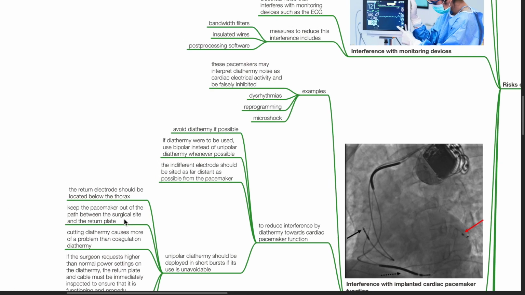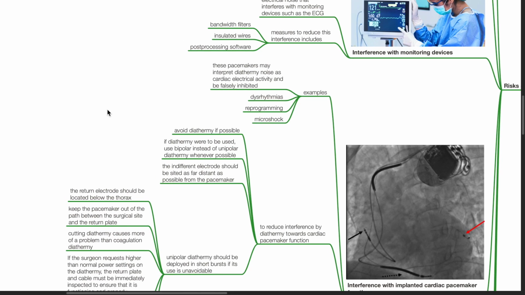Interference with implanted cardiac pacemaker function. These pacemakers may interpret diathermy noise as cardiac electrical activity and be falsely inhibited. Dysrhythmias, reprogramming, and microshock may occur.